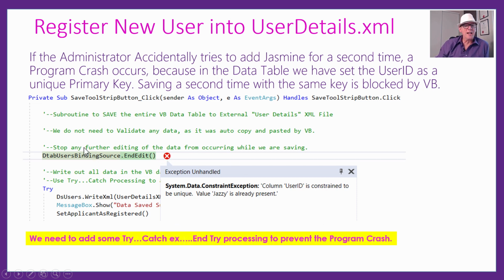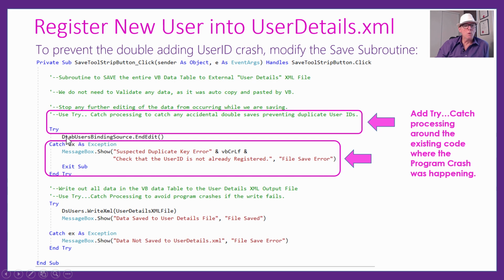We need to add some try catch processing around this as well, so that we can prevent that program crash. So where we had that end edit, we just encapsulate that with some try catch. Now, if there is an exception, we suspect there's a duplicate key error, and we need the user administrator to just flick through and check that that user ID is not already registered, which they should find is true for Jasmine. So we just have that try catch processing in there just to stop that program crash, and that'll be all good. So that'll fix that little part.